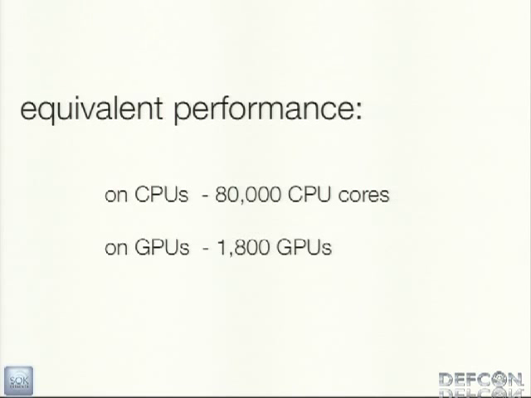So if you look at equivalent performance, we just pulled up some benchmarks on CPUs and GPUs. On CPUs, to do it in under 24 hours, it would take about 80,000 CPU cores. Or on GPUs, about 1,800 of them. So just for an idea of scale, a 4U machine versus a data center full of GPUs or CPUs.